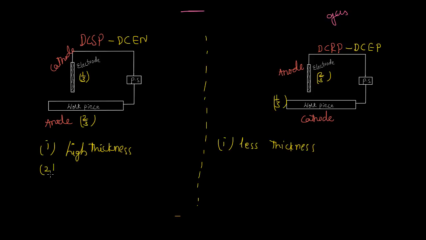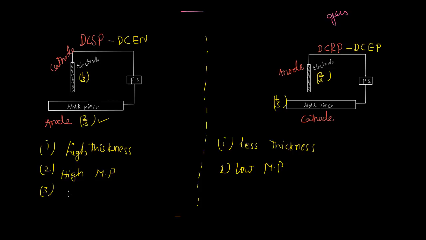And then come to the second difference, that is nothing but the melting point temperature. DCSP is used for high melting point temperature materials because more heat is generated here. So I can use that heat to melt the high melting point materials. DCRP is for low melting point materials because less heat will be generated at the workpiece.